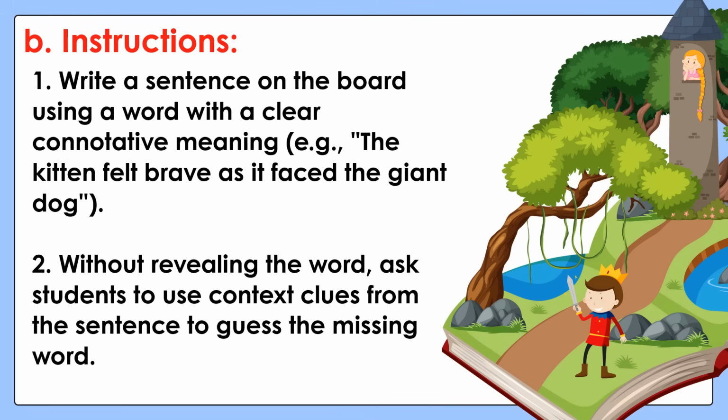Instructions: first, write a sentence on the board using a word with a clear connotative meaning. Example: the kitten felt brave as it faced the giant dog. Second, without revealing the word, ask students to use context clues from the sentence to guess the missing word.